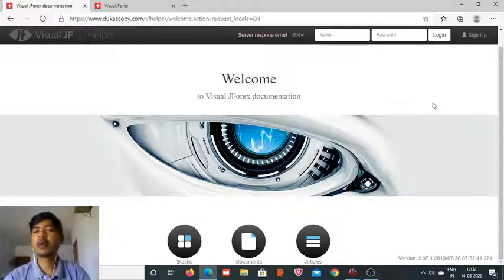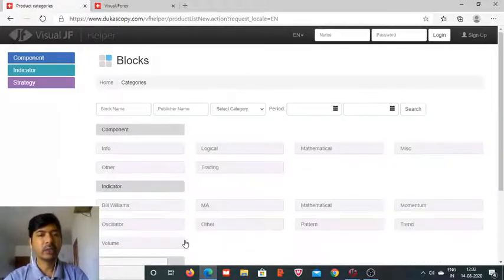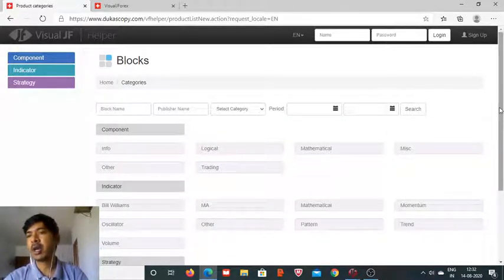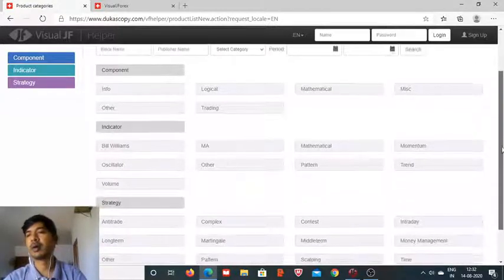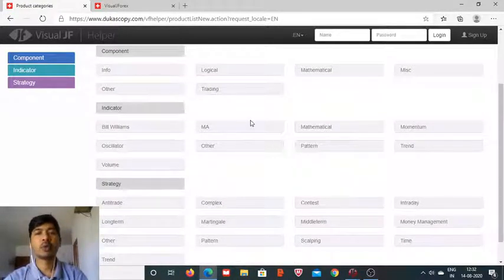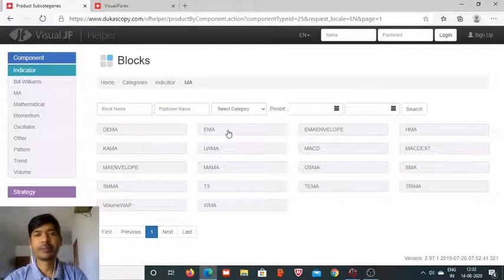Vaibhav. I welcome all of you to today's session of Visual JForex, in which we are going to talk about the volume weighted average price, the VWAP. This is part of the ongoing MA series, the moving average indicator series, in which we are trying to see how we can utilize various indicators which are based on the moving averages to build and deploy automated trading systems on the JForex platform.